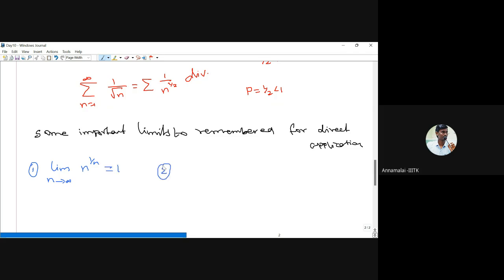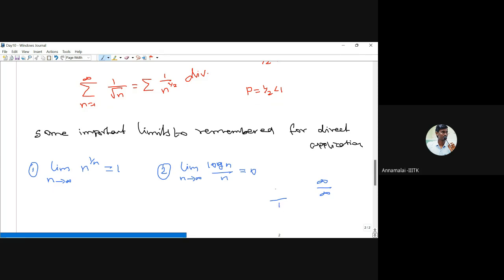Now the second limit is log n by n. The limit as n goes to infinity of log n by n has value 0. Why is this value 0? Substituting n going to infinity, log infinity by infinity is of the form infinity by infinity. You have to apply L'Hospital's rule. Therefore, we differentiate the numerator and differentiate the denominator. If we differentiate the denominator with respect to n, we get 1.